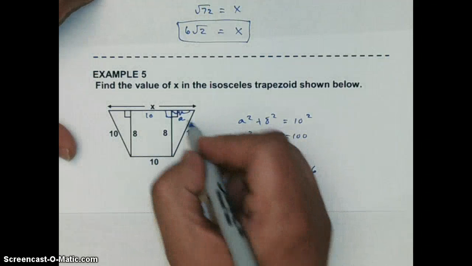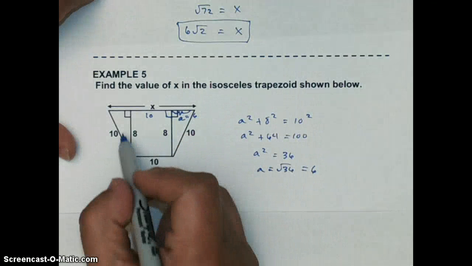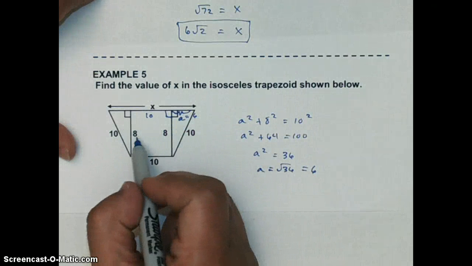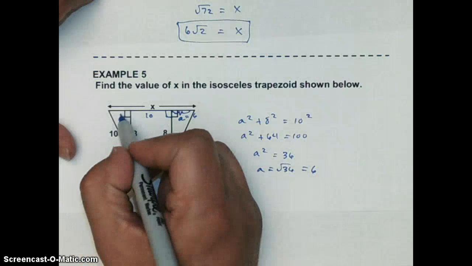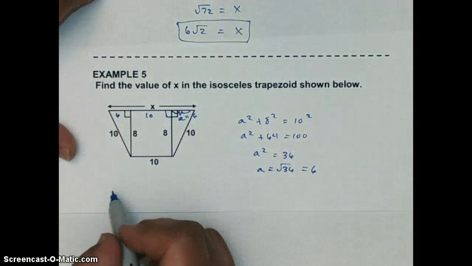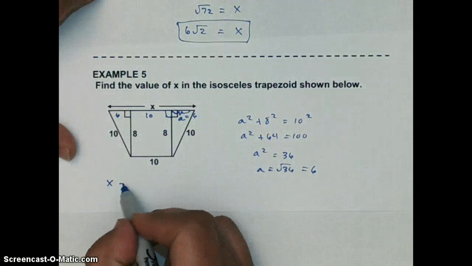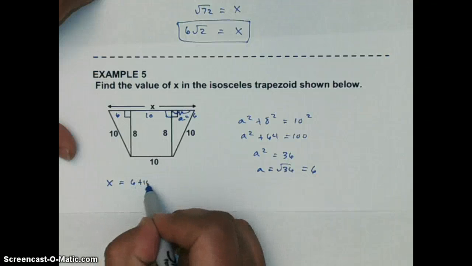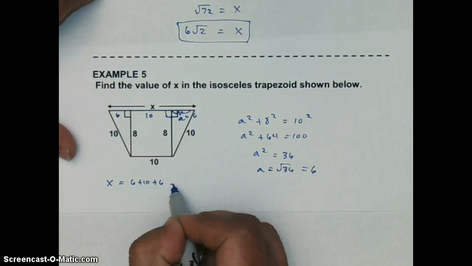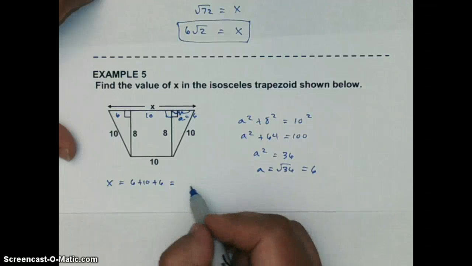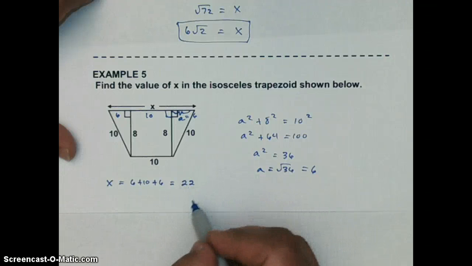Alright, so here A is 6. And because it's an isosceles trapezoid, this is 8 and this is 10. This side over here is going to be 6. So x is going to equal 6 plus 10 plus 6, which would come out to be 22.